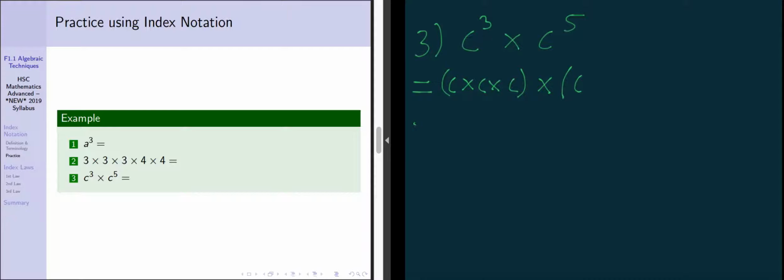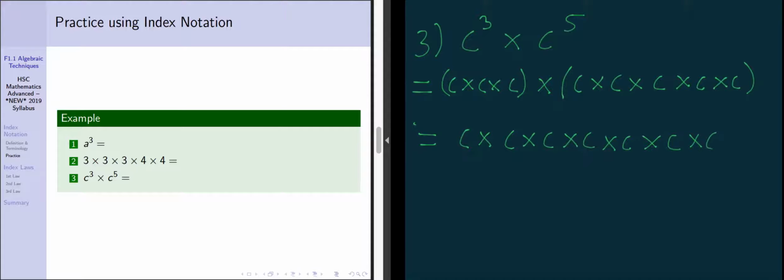And then if we do c to the 5, this would just be c multiplied by itself 5 times. And so now we have a long expanded form of what's written at the top. But of course, the parentheses aren't really doing anything. They're just telling us where each of the terms came from. So really, they could go away, and we're just left with c multiplied by itself, and in a moment, we'll count them out. But of course, this should just be 1, 2, 3, 4, 5, 6, 7, 8 times. So this becomes c to the 8.